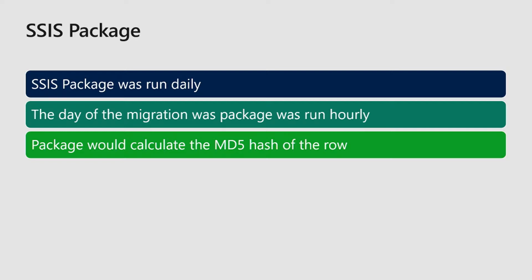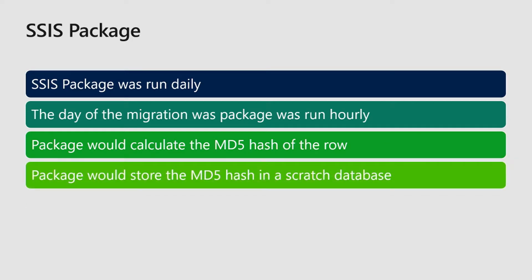So what we ended up doing is standing up a Scratch database in the source data center. And that Scratch database simply held the primary key of the value that we were dealing with and the MD5 hash of that row. So we could simply store all those MD5 hashes close to our source system, and we could then conveniently run this package at the source environment. We didn't have to drag all this data across the wire and then insert it.